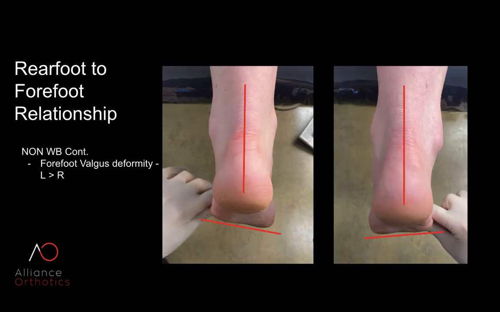All right, so this slide is key to this case. Here we're assessing the rear foot to forefoot relationship, and we can see that when this patient's feet are held in the subtalar joint neutral position, her first MPJ appears lower than her fifth MPJ. This is probably more noticeable on the left side if you look closely. When assessing the forefoot to rear foot relationship, this is what we call a forefoot valgus deformity.